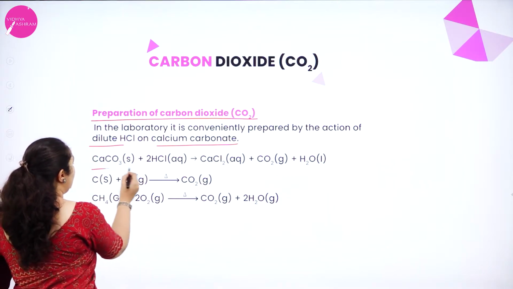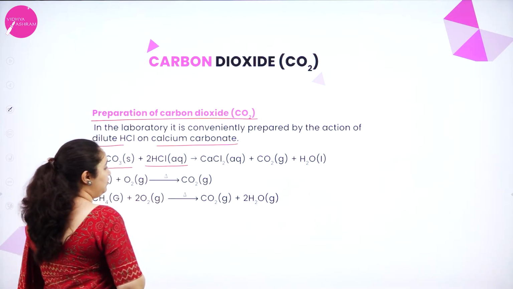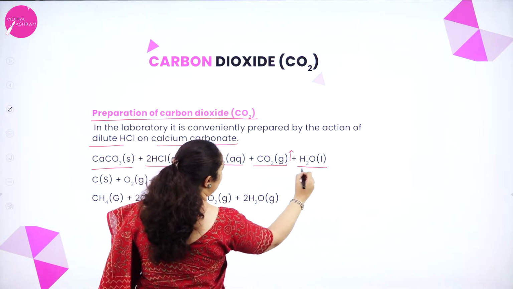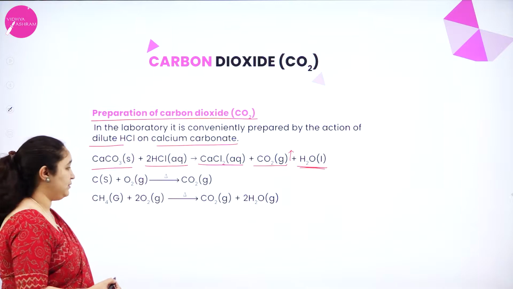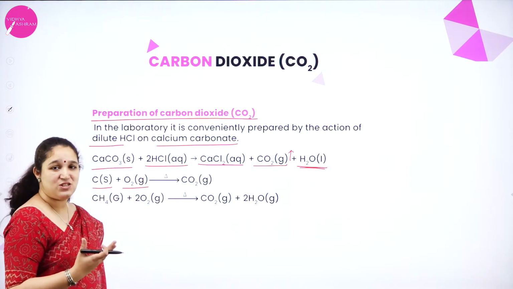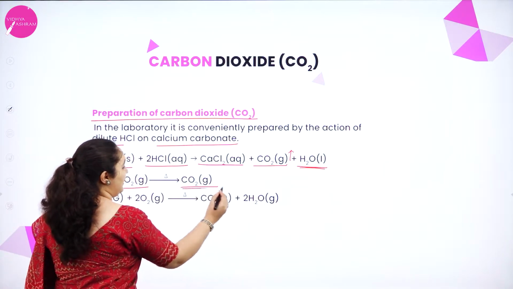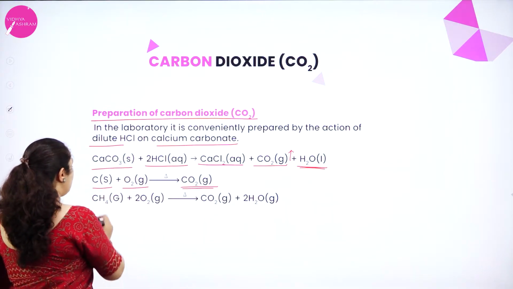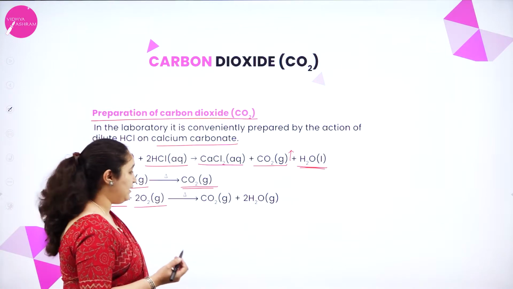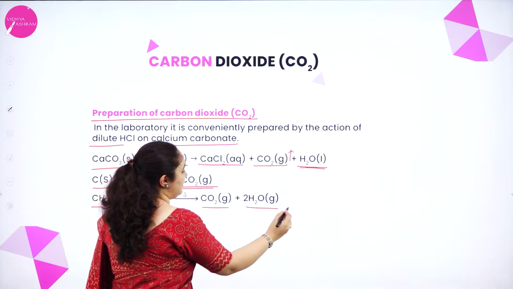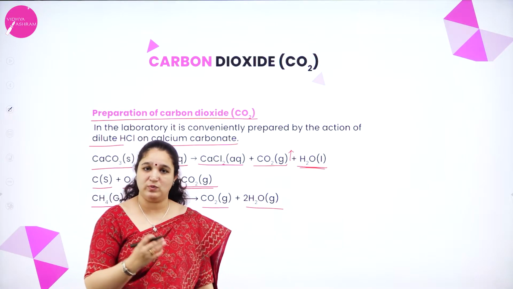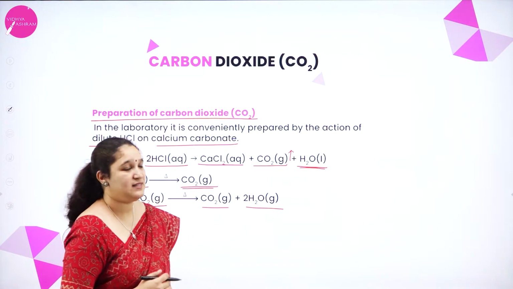So you take calcium carbonate, add dilute HCl, calcium chloride is formed, carbon dioxide gas is liberated and water is formed. Other methods are carbon when it is treated with excess of oxygen, when it is heated we get carbon dioxide gas. Also methane with oxygen gas, when it is treated we get carbon dioxide gas and water, that is combustion of hydrocarbon also will give carbon dioxide gas.